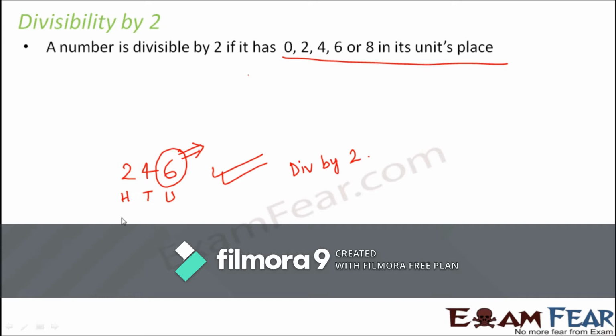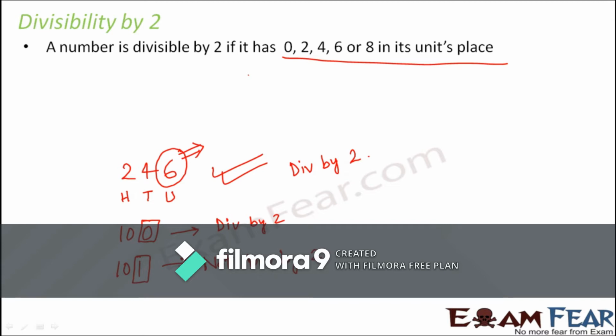Let's take another number. Let's say you have a number 100. In 100, again, this is the units place. Basically, the last digit is going to be the units place. So here this is 0. So again, this is also divisible by 2. If you have a number like 101, in this case at the units place you have 1. So therefore this number will not be divisible by 2.